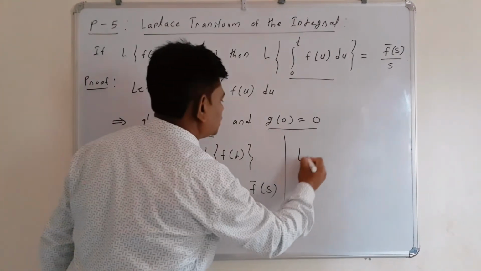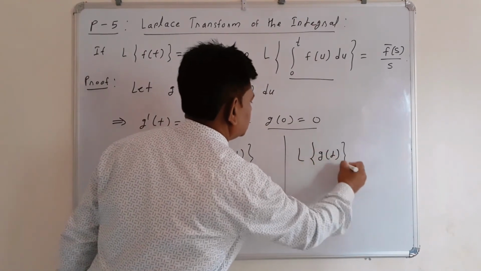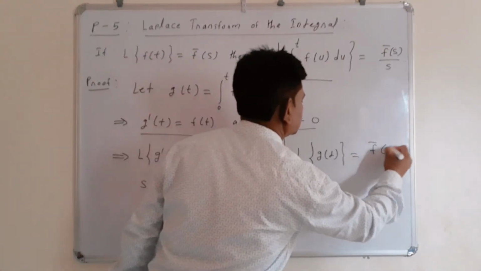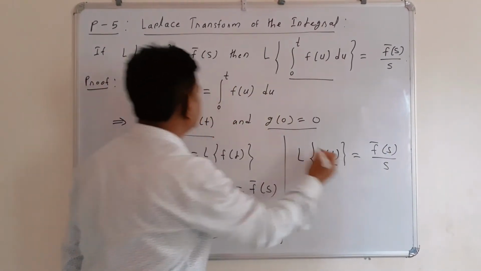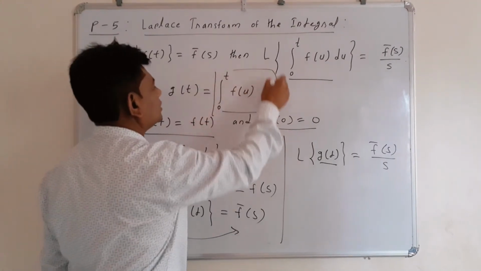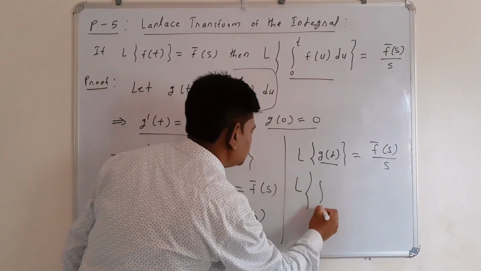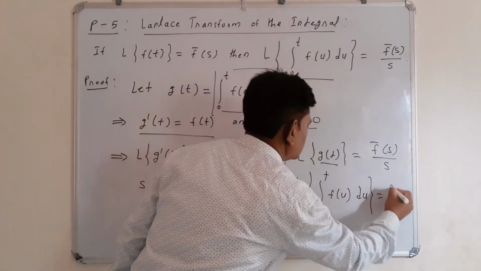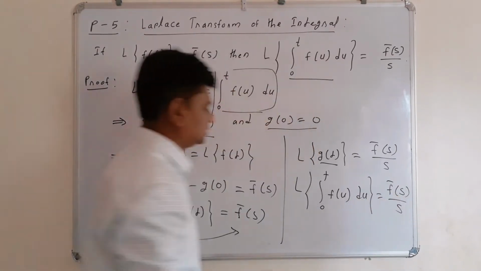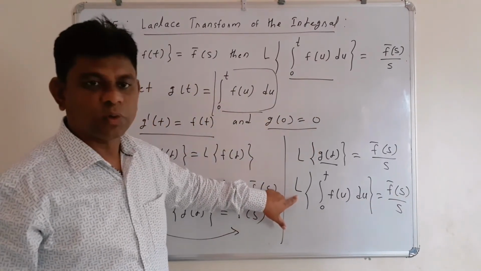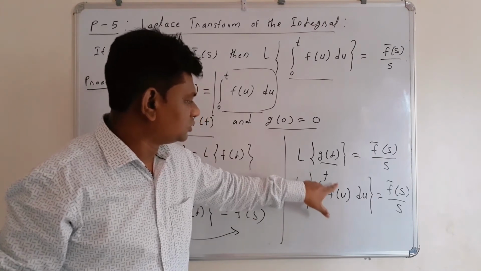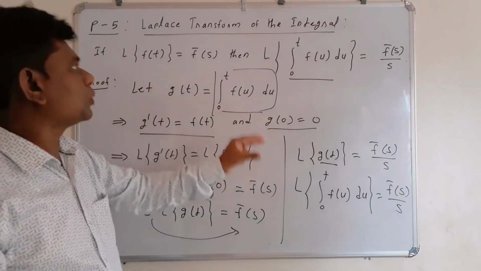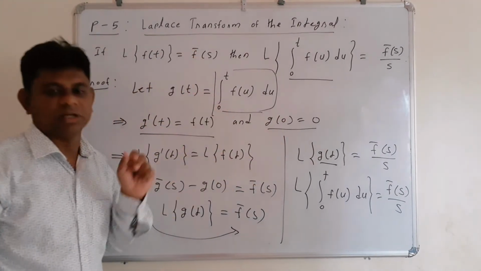Therefore the Laplace transform of g(t) is equal to f bar(s) upon s. Now g(t) is the integral from 0 to t of f(u) du, so the Laplace transform of the integral from 0 to t of f(u) du is equal to f bar(s) upon s. So this is the proof of the Laplace transform of the integral.